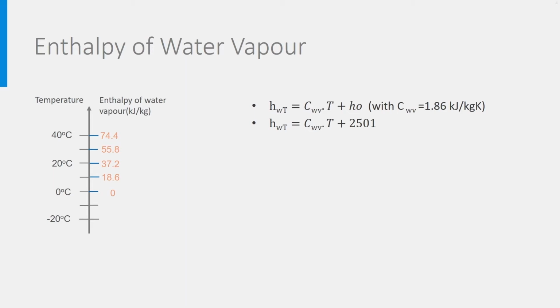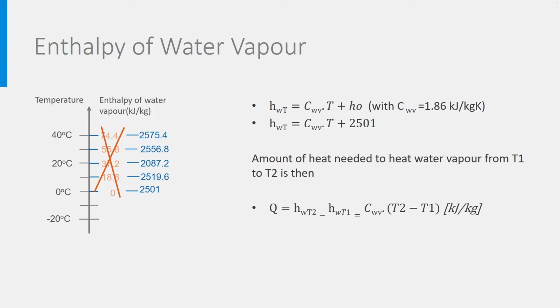So, instead of starting from 0, we need to start from 2501, which changes the scale on the left. This enthalpy of vaporization disappears when we look at the quantity of heat needed to heat water vapor from T1 to T2. Plus 2501 minus 2501 is 0. So here too we find a well-known equation.